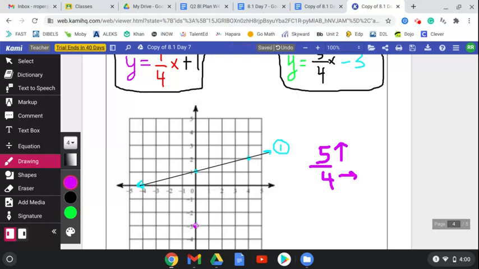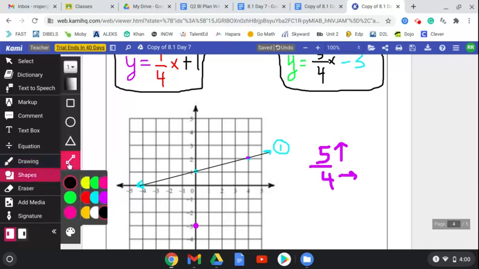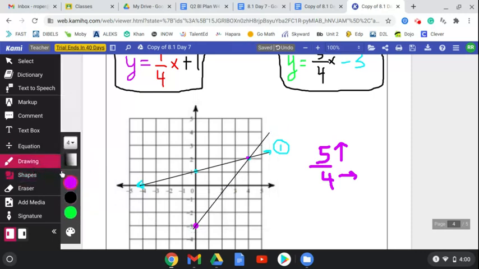So let me go up 5. 1, 2, 3, 4, 5. 1, 2, 3, 4, 5 to the right 4. 1, 2, 3, 4. Okay. I only need 2 dots here, so let me connect those. I'll go shapes, line, connect the line, arrows on the end of the line right here to show that the line continues forever in both directions.